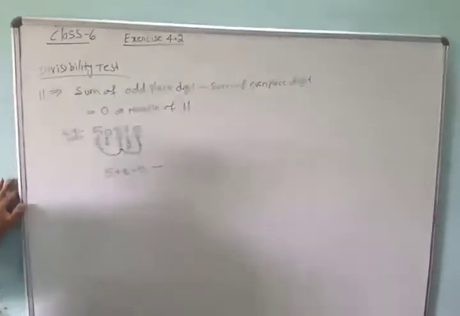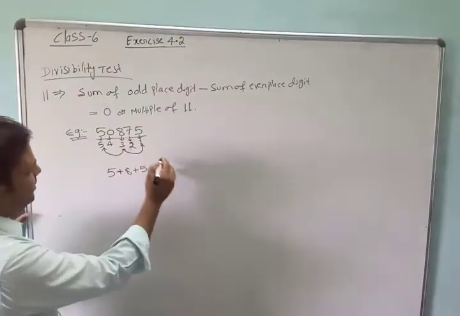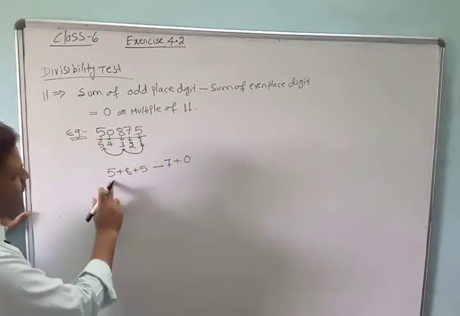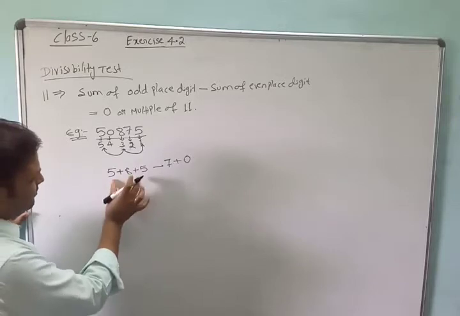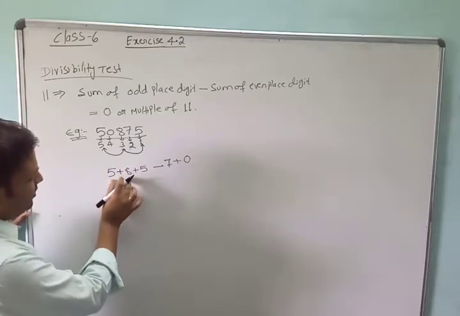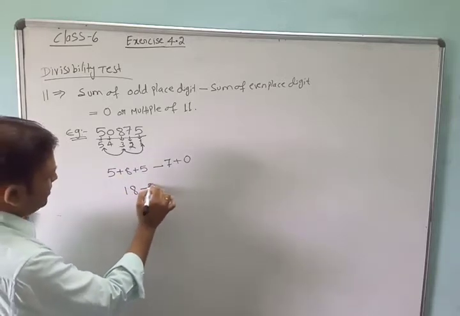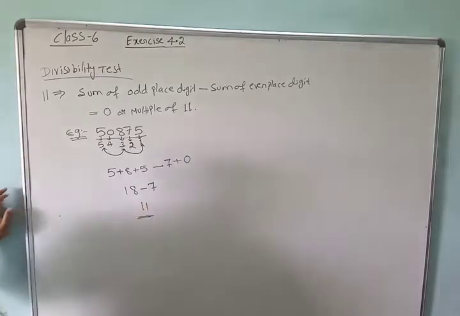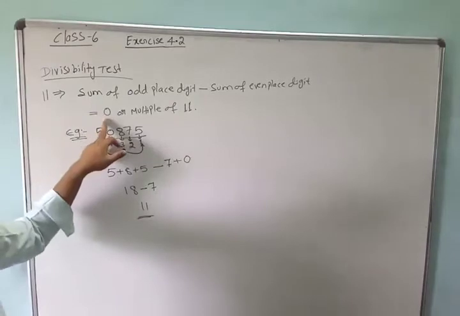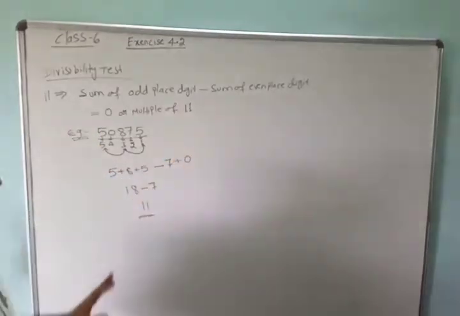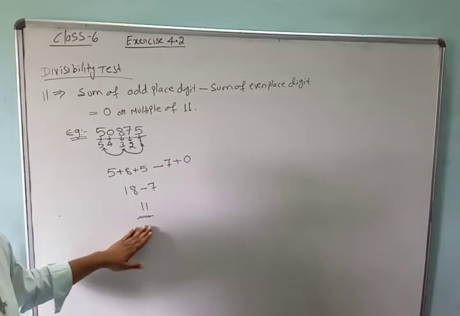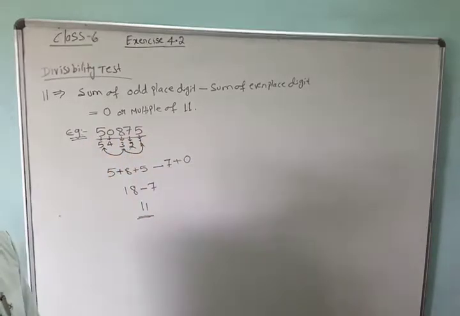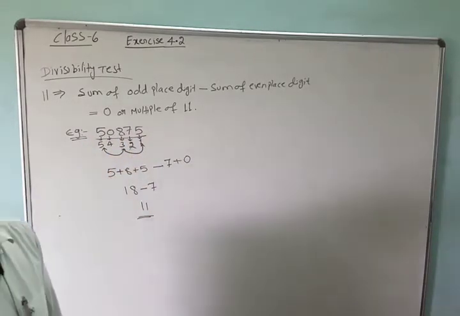Minus the sum of even place digits: second place 7 and fourth place 0. So 5 plus 8 plus 5 is 18, minus 7 is 11. So if the answer is 0 or a multiple of 11, then we can say that the number is divisible by 11. So we can say that the number 50875 is divisible by 11.